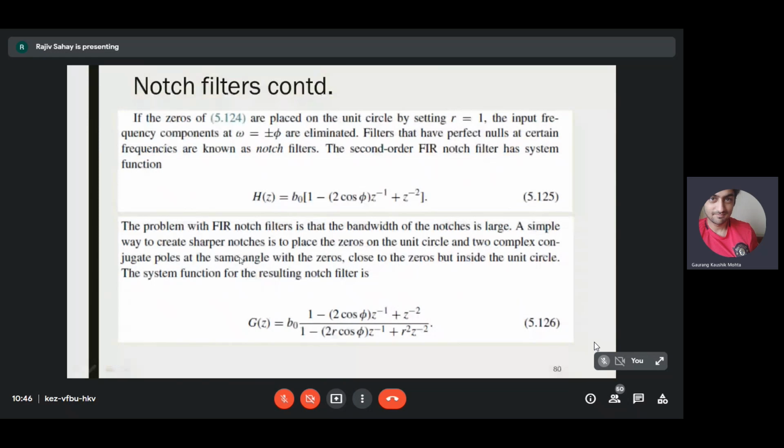So let's look at a small example. There is no R in the numerator, so the radius of the zeros is assumed to be 1, whereas in the denominator you have the R factor, where R should be strictly less than 1. So I think this is clear. Can I go ahead?